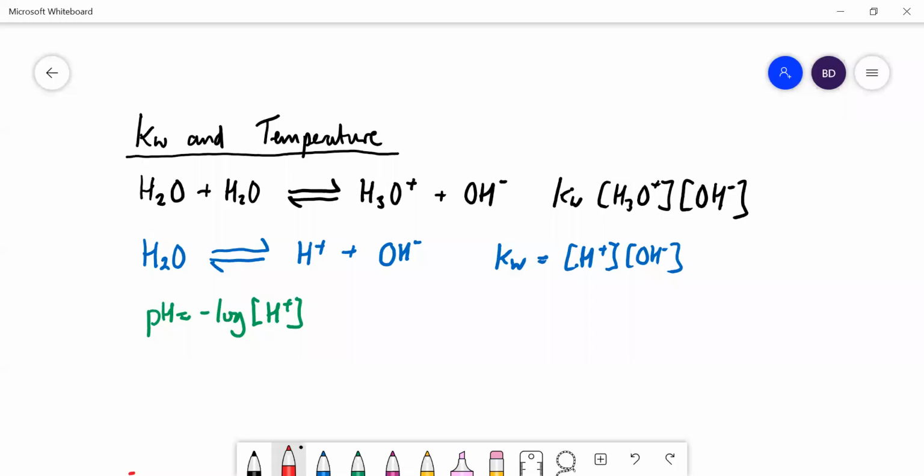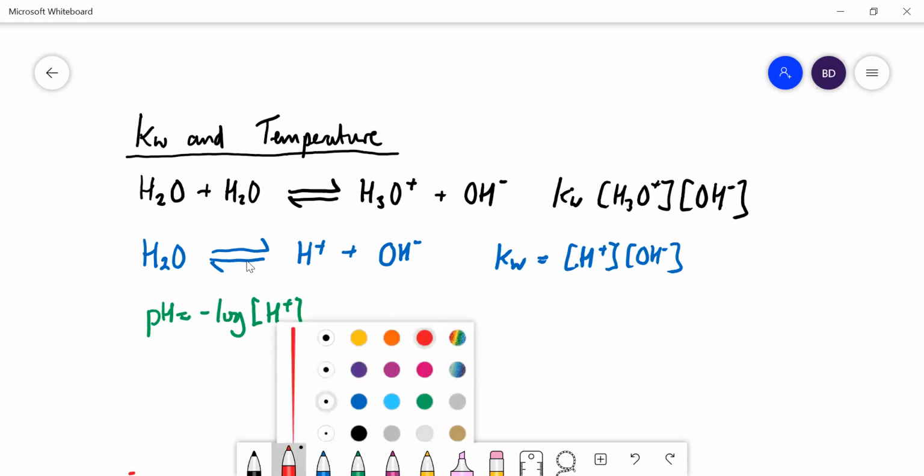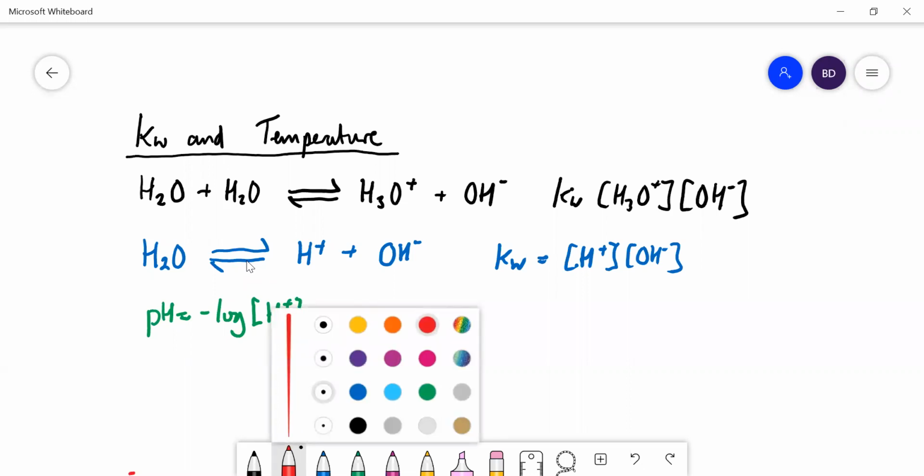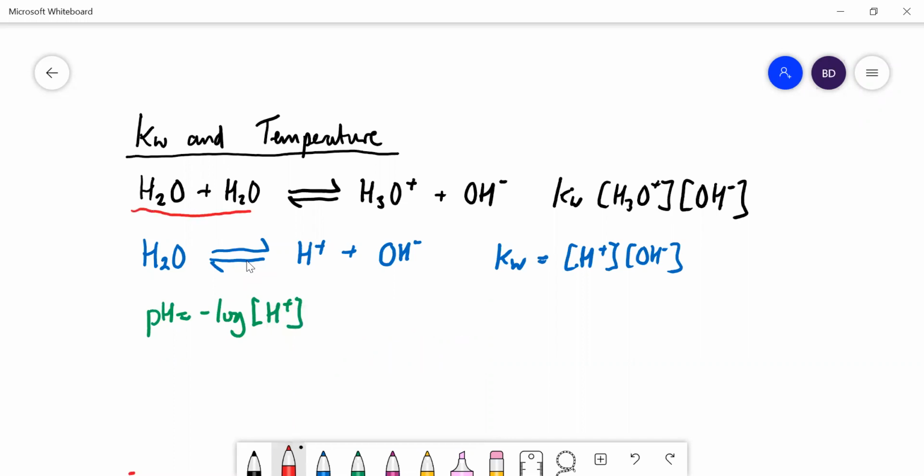Okay, let's have a look at something we briefly mentioned last time: how Kw does actually change with temperature. Kw is the ionic product of water. So we're looking at the equilibrium constant for this reaction, where one water acts as a base and one acts as an acid, and they exchange a proton. So Kw is equal to the H3O+ concentration times the OH- concentration.